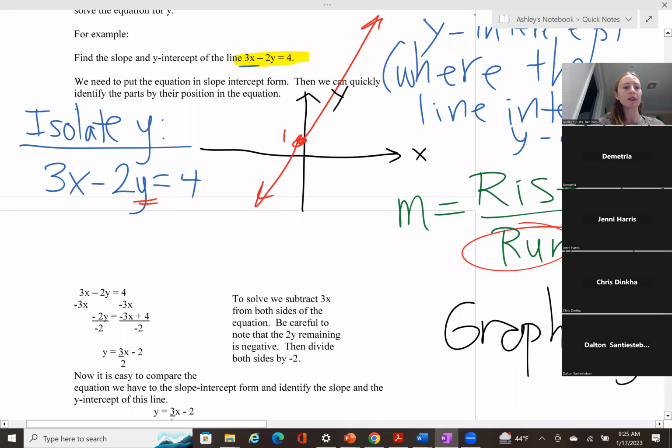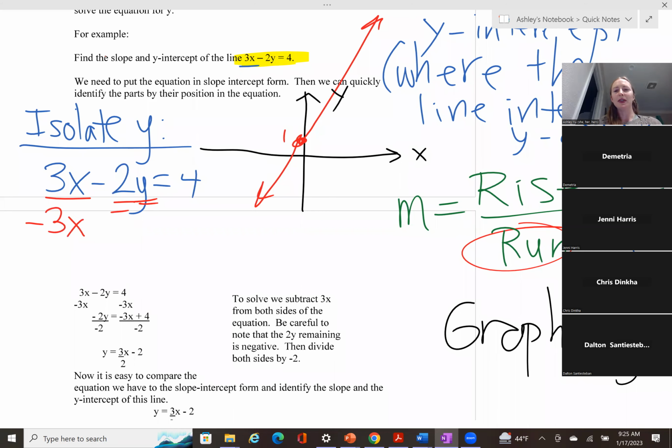So really what I need to do is get this 3x out of the way, move him over to the other side, and also move this 2 over to the other side, or -2. But similarly to before, I have to do it in the reverse order of operations. The 3x in the front is adding or subtracting with y. And then the -2 in front of y is multiplying, so that should be the last thing I do. The reverse order of operations says I need to move whatever's adding or subtracting first.